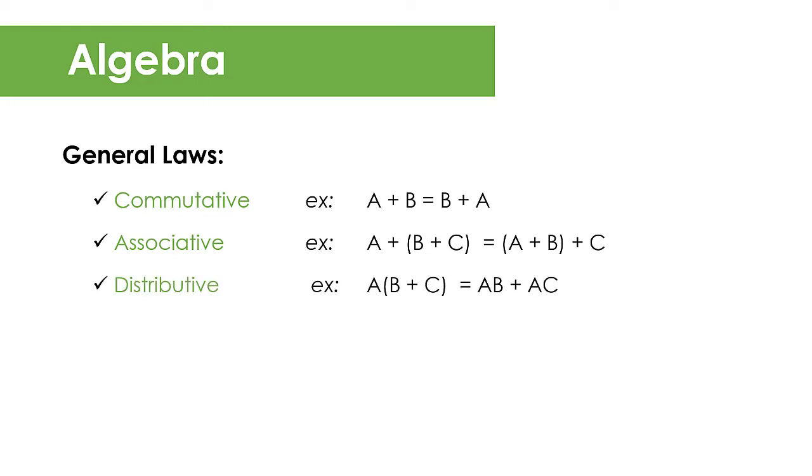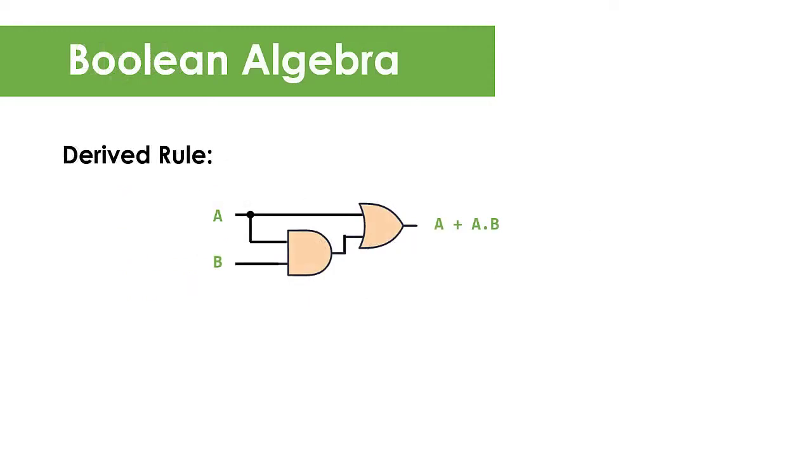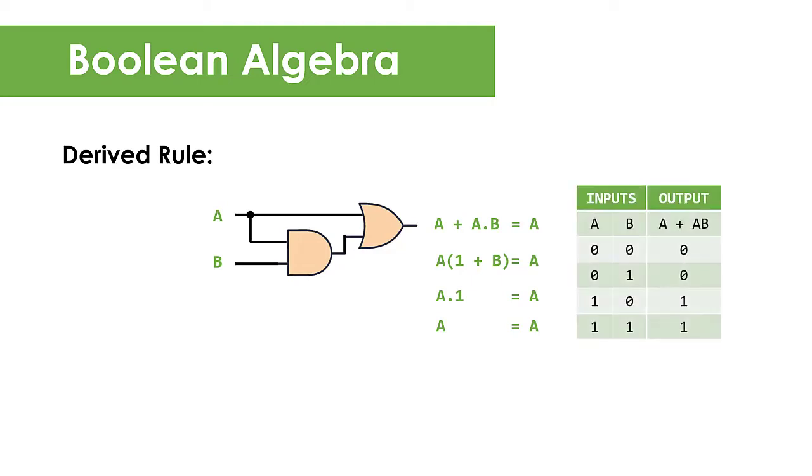Most often, you'll encounter an expression that looks something like this: A plus AB. You can instantly say that this is equal to A. How did it happen? By applying the distributive law, we can rewrite this expression as A quantity 1 plus B. And then, based on OR rule, 1 plus B is simply 1. And then, by applying the AND rule, A.1 is simply A. If you want, you can verify the truth table of this circuit to prove that the expression A plus AB is simply equal to A.